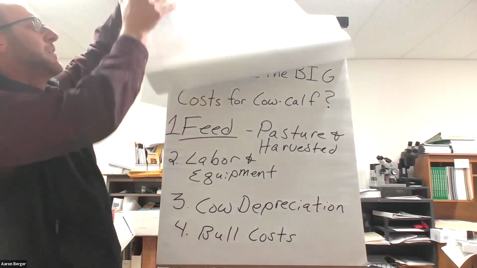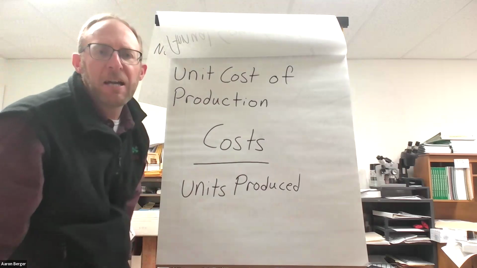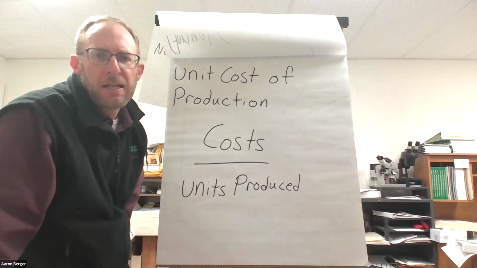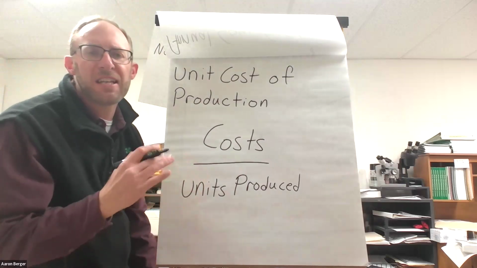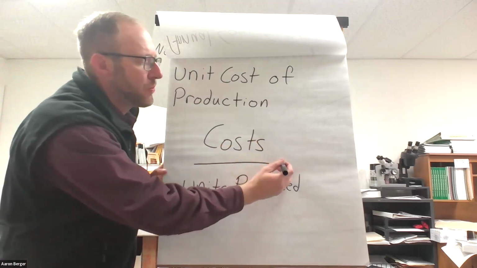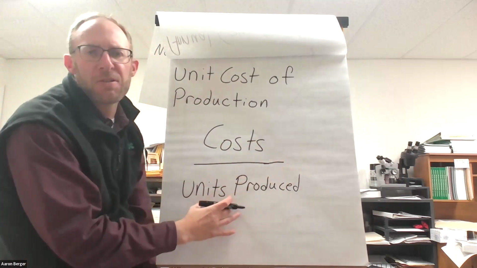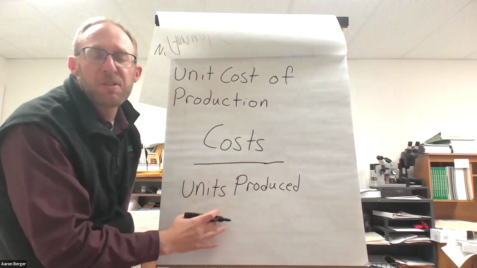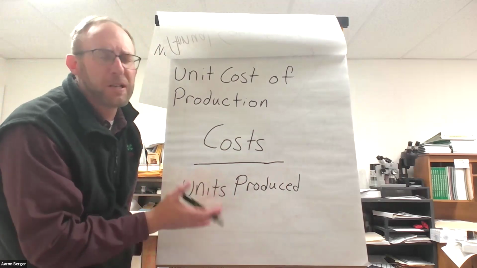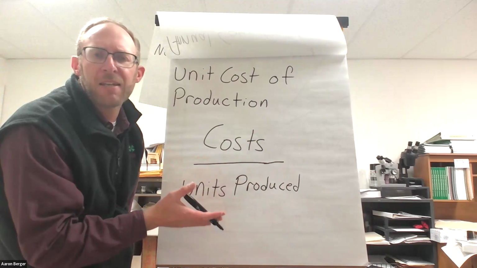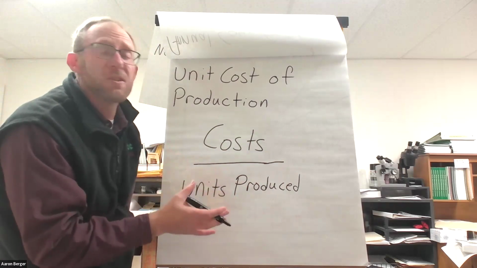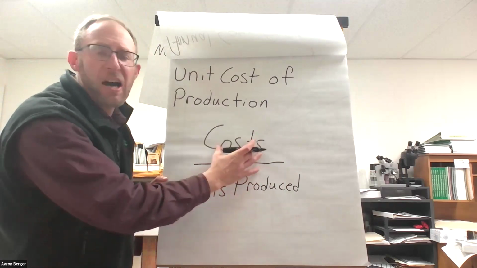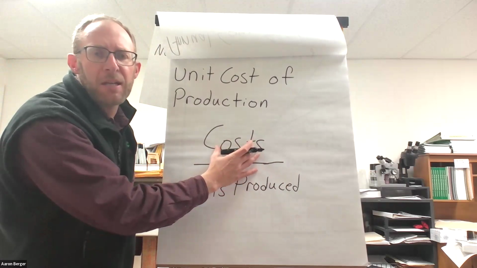So now let's just go back a little bit, and I want to talk about unit cost of production. We're going to focus tonight on understanding cost of production. We've got costs in the numerator and units produced in the denominator. Units produced applies to putting up hay, or putting a pound of gain on a stocker or a yearling, or producing a weaned calf. We have the cost of producing that weaned calf in the denominator.